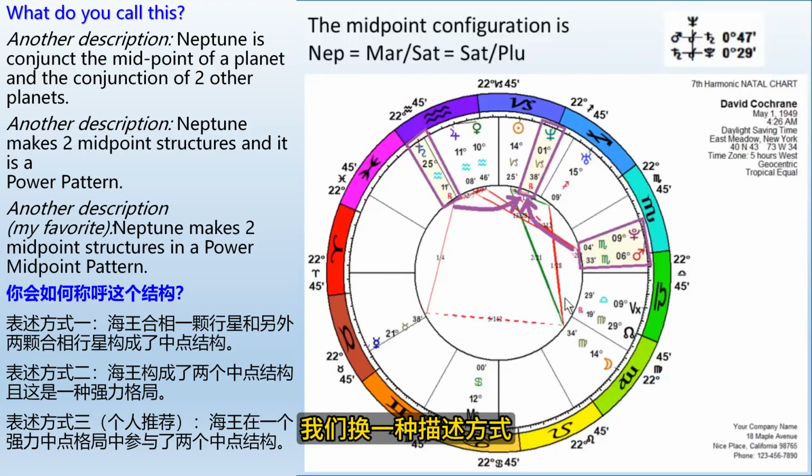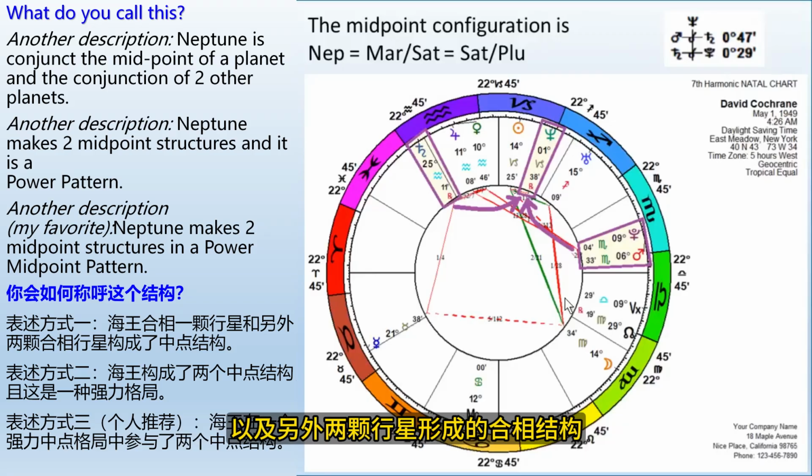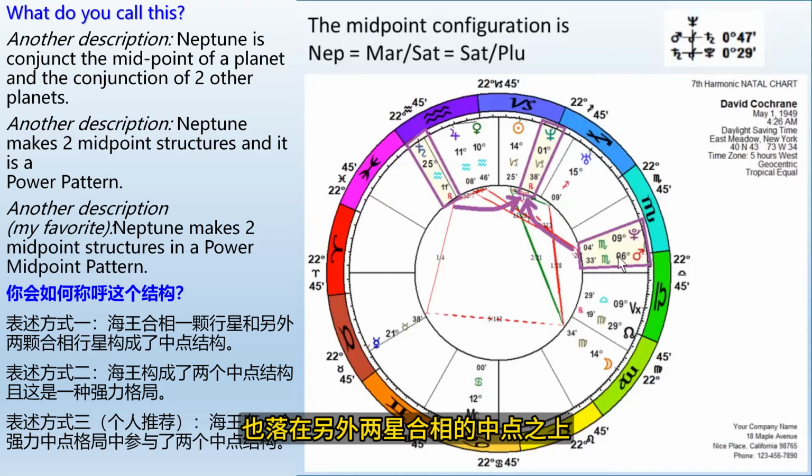So let's try another one. I could describe it as Neptune conjunct the midpoint of a planet and the conjunction of two other planets. That's, if you look at the actual wheel, Neptune is conjunct the midpoint of a planet and the conjunction of two other planets. That's great if you can think of that. I think it's still a little hard to follow. I like this one better than the first two.